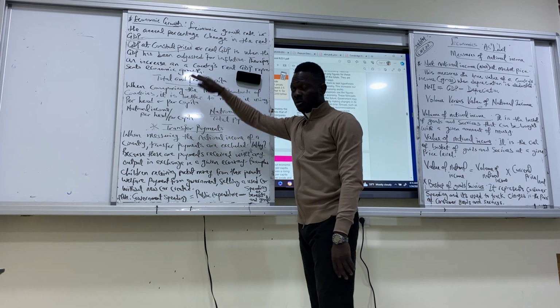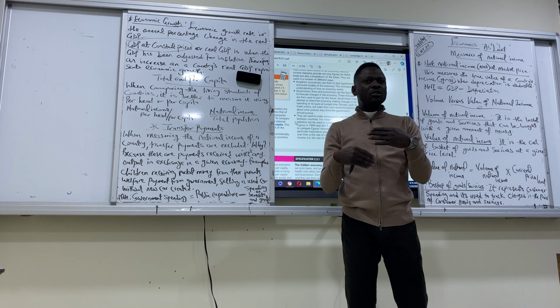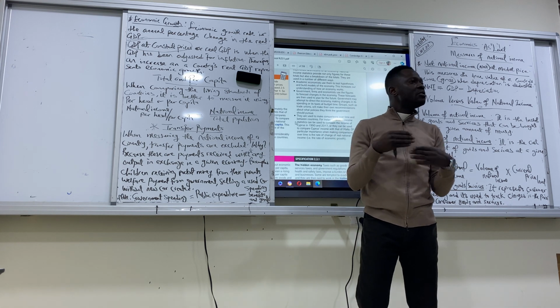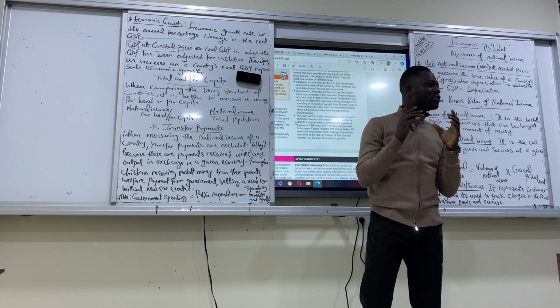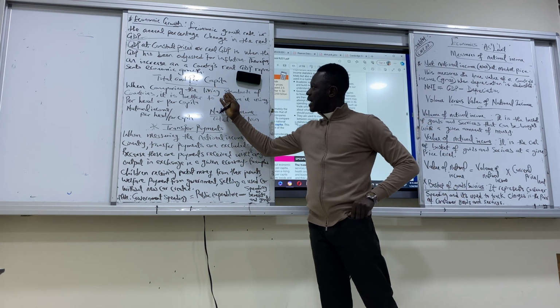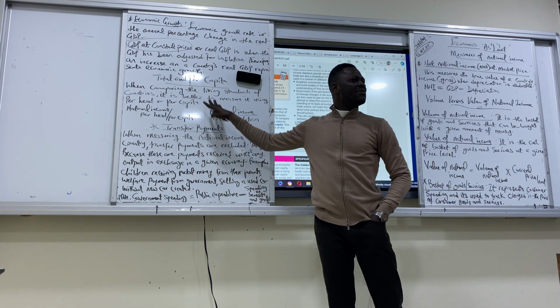Then we talk about economic growth. There's always a rate of change of economic growth, and that is the real GDP. The real GDP is when you calculate your GDP adjusted for inflation. Then we have total and per capita income. This is measuring the living standards of the economy.